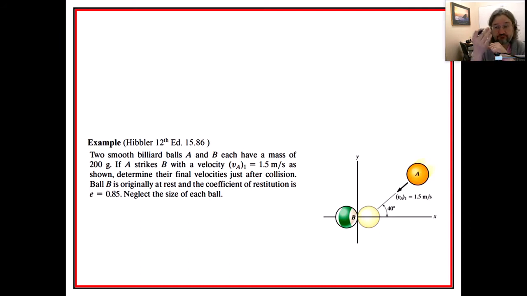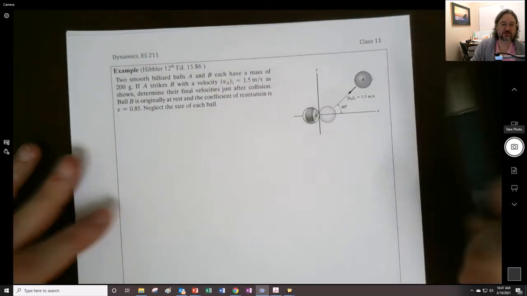But we'll continue on. If A strikes B with a velocity of 1.5 meters per second as shown, determine their final velocities just after collision. Ball B is originally at rest and the coefficient of restitution is 0.85. Neglect the size of each ball. Okay, it's because they are particles, and that's what we do with particles.